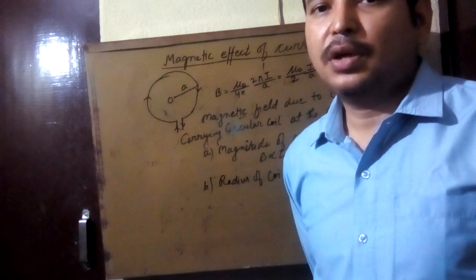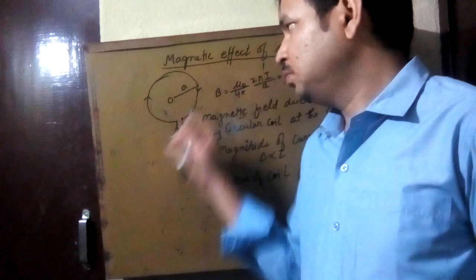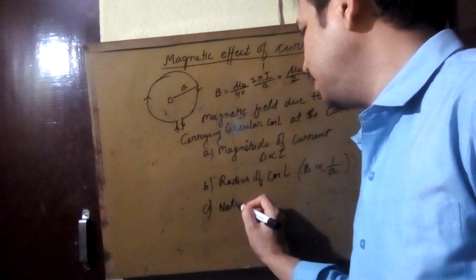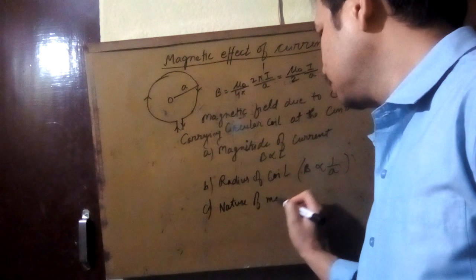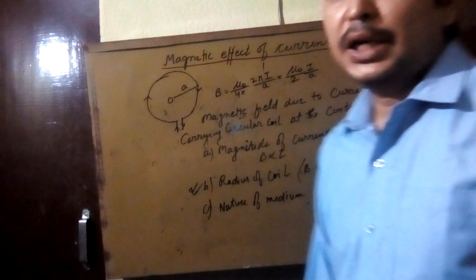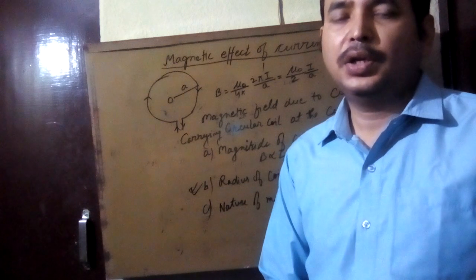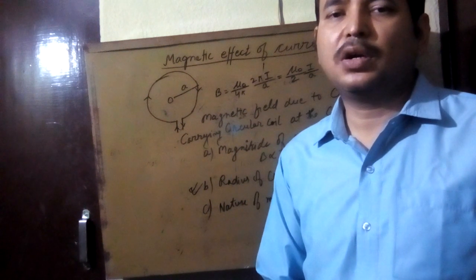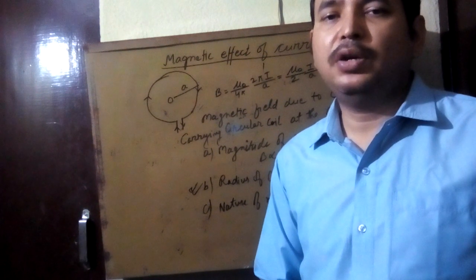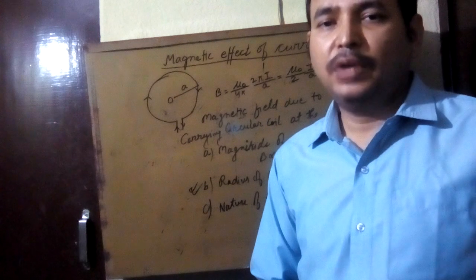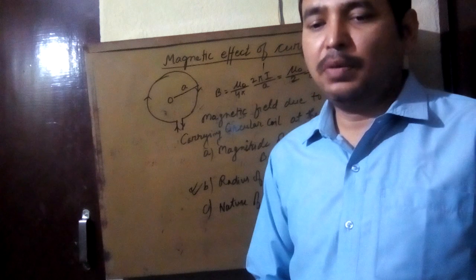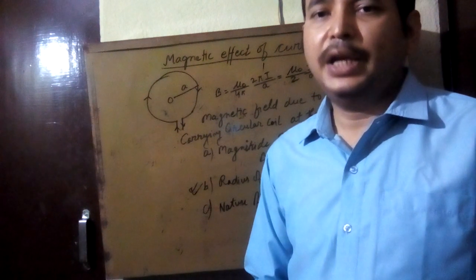Here. And of course the third point is the medium around the circular coil. So third is the nature of the medium. This point is very important. Generally a question is asked from this point: if the radius of the circular coil carrying current becomes half, what will be the change in the magnitude of magnetic field at the center? So you have to write it becomes 2 times. So that's about the magnitude of magnetic field due to a current carrying conductor.